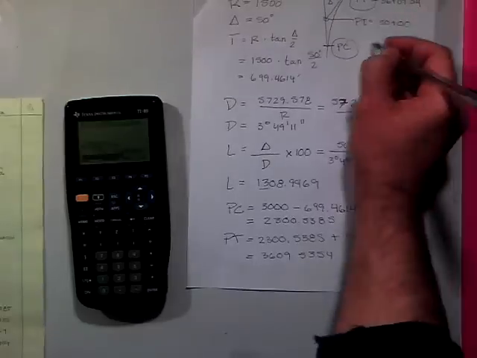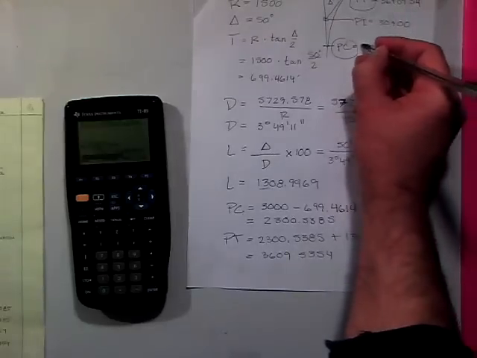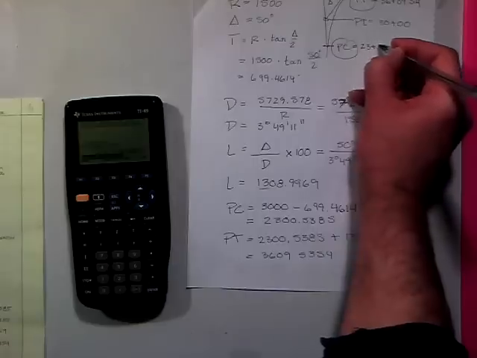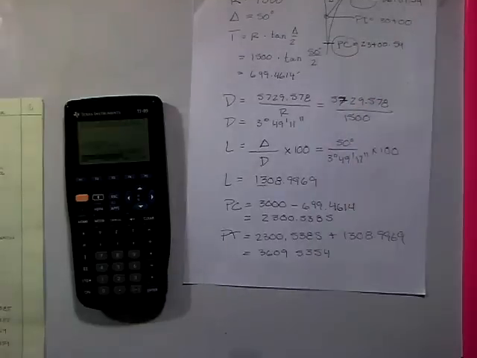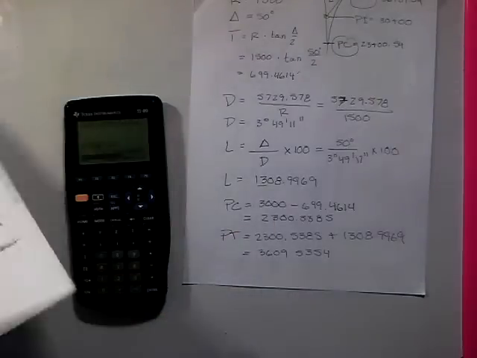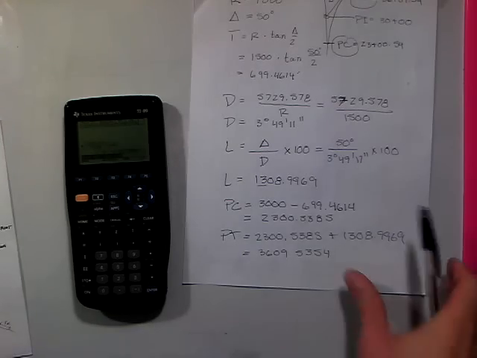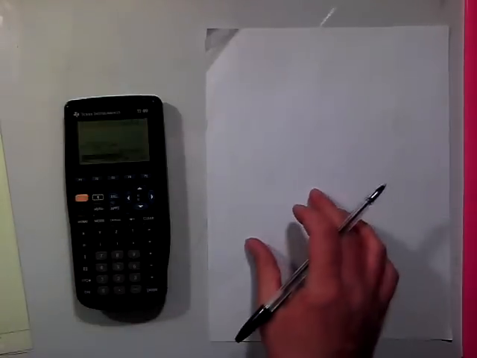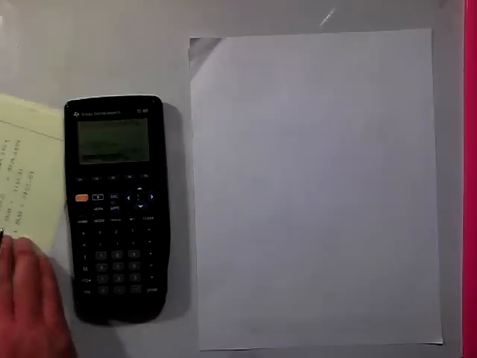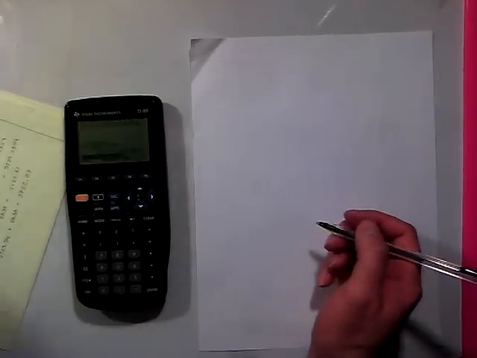And our PC equals 23 plus 0.54. So now that we have those, we can use our equation to get our superelevation runoff and our tangent runoff.